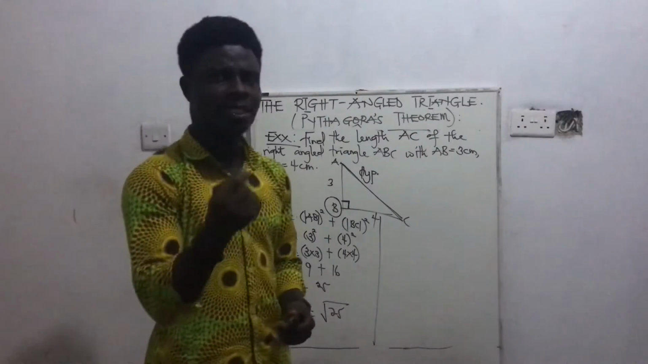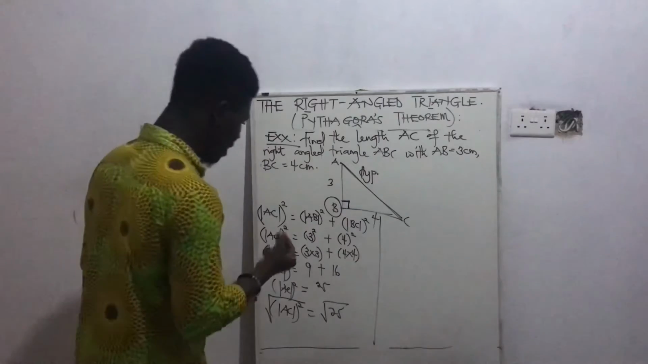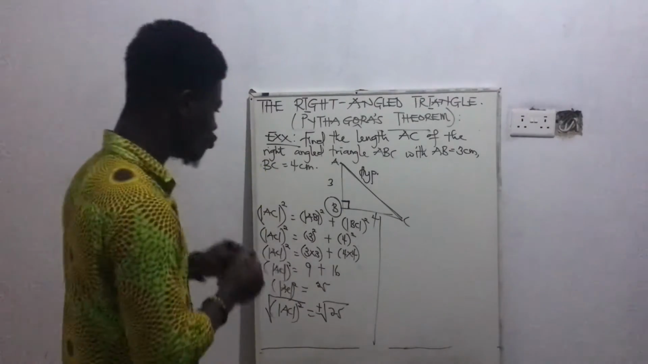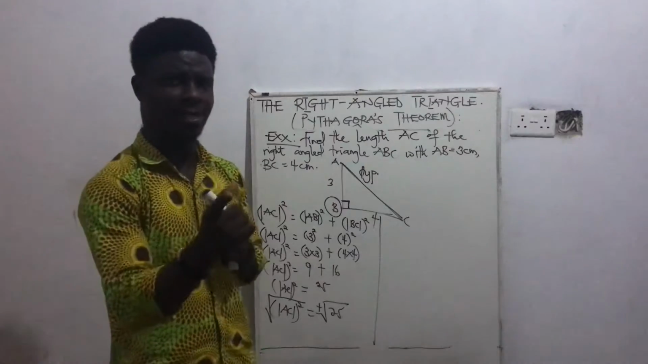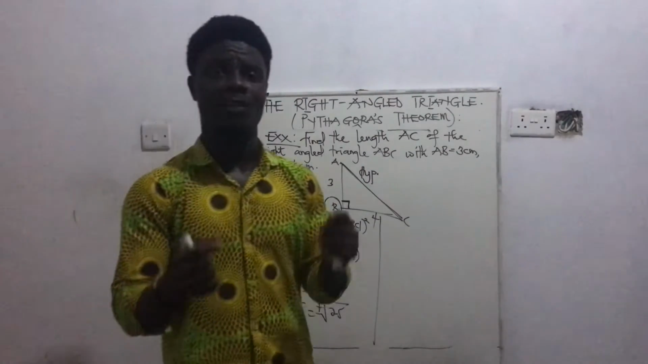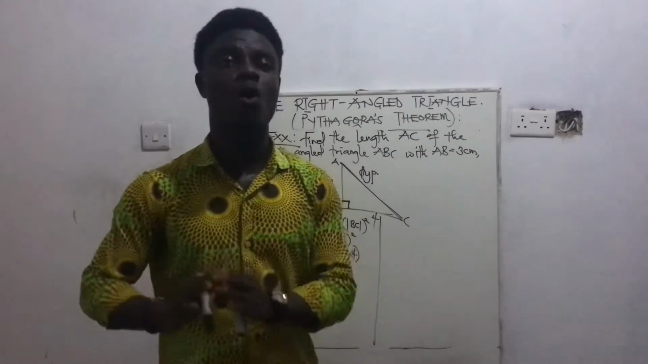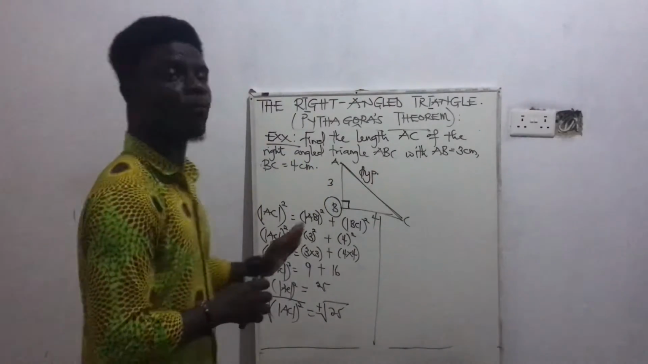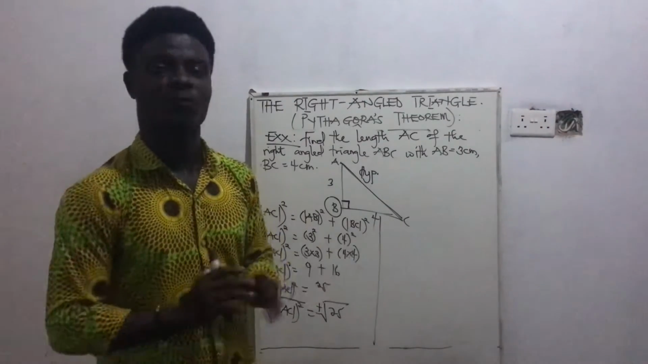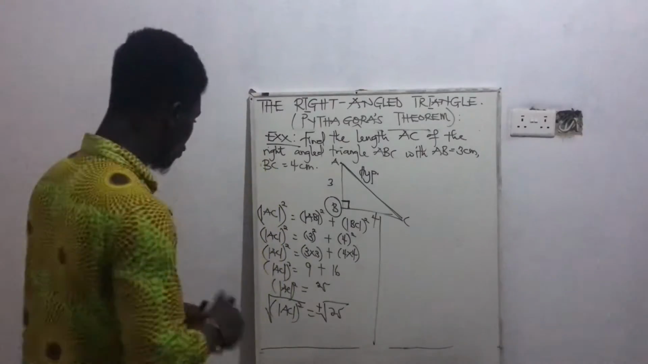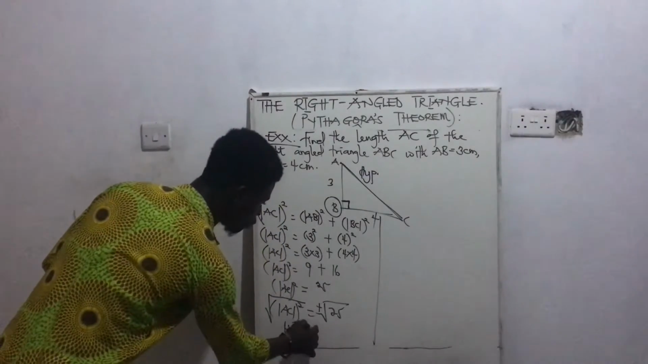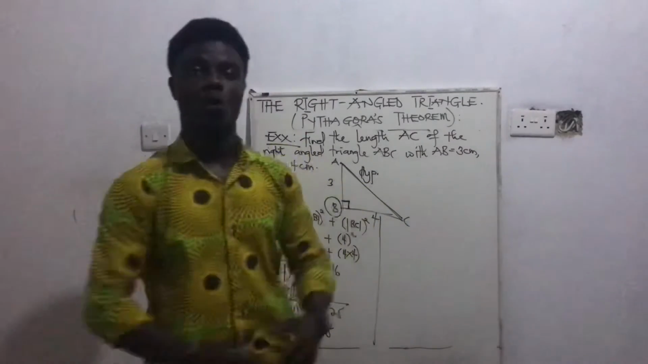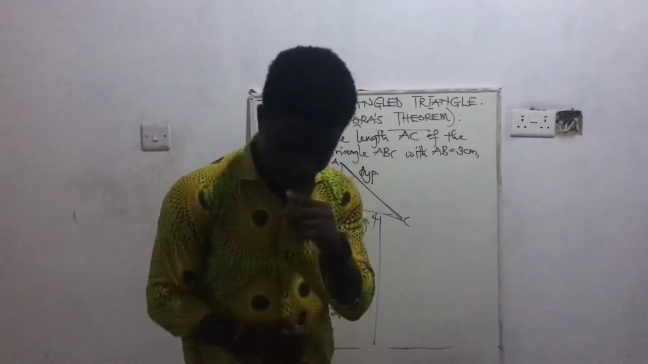Note that when a square root is coming, it brings plus or minus. When you drop a square root, it brings plus or minus. So when they ask you what is the square root of 25, it is positive 5 or negative 5. That's a good answer, a perfect answer. So now I can denote that the length of AC equals plus or minus 5, which means it can be positive 5 or negative 5.